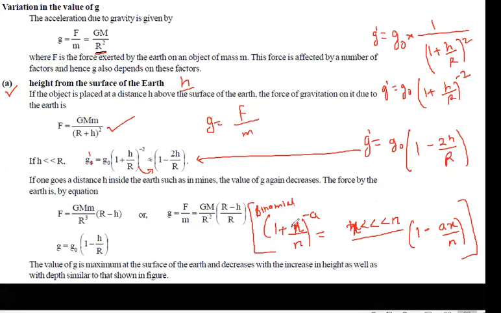If we have 1 plus x by n to the power minus a, and if x is very, very less than n, then I can just write it as 1 minus ax by n. That's it. So this is directly converted into this. Okay, everyone? Got it?